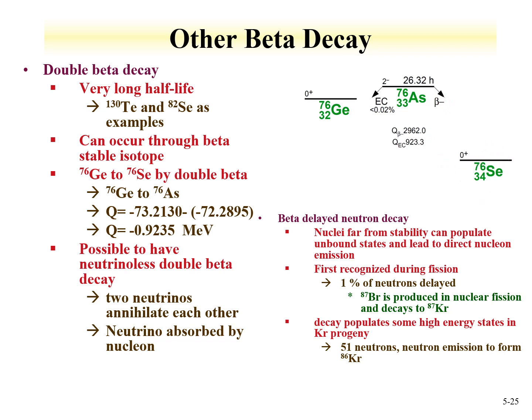Now these have very long half-lives, and it's also possible to have neutrinoless double beta decay, where either the neutrinos annihilate each other or they're absorbed by a nucleon.